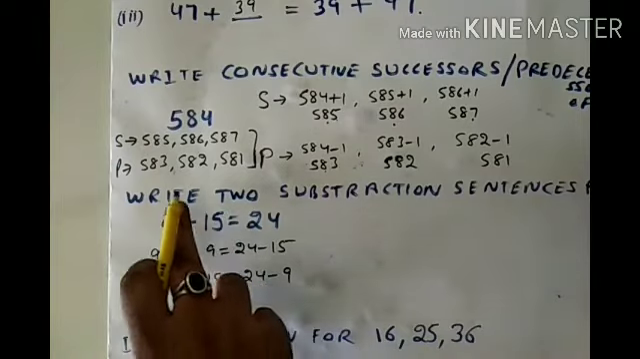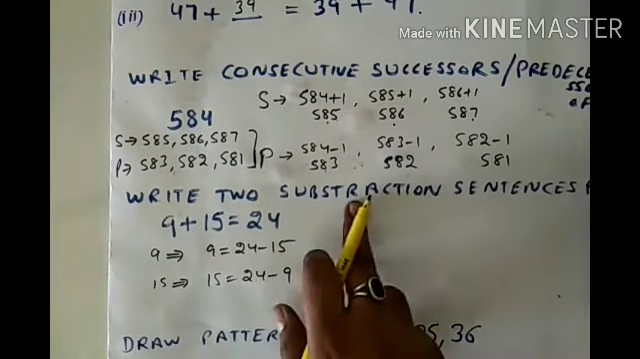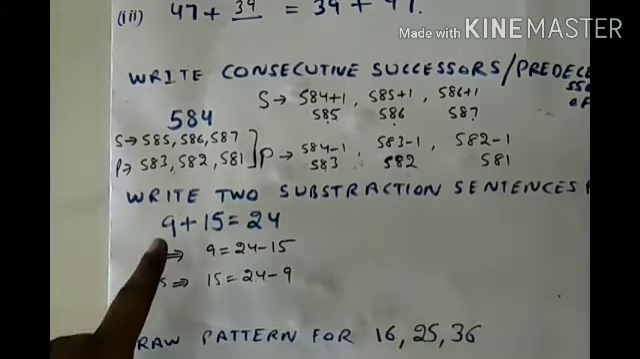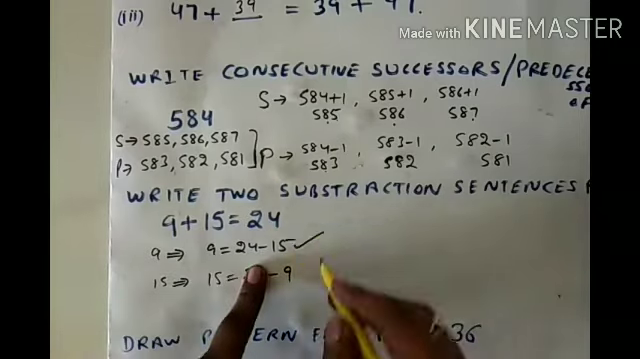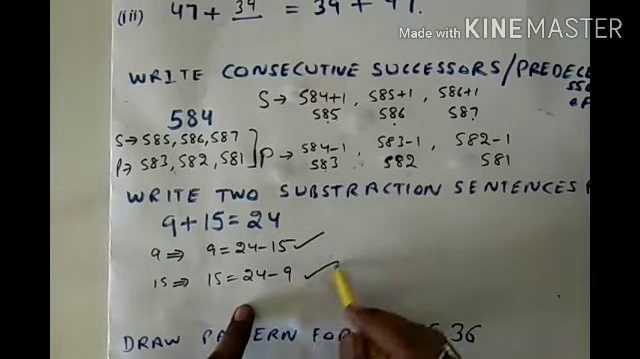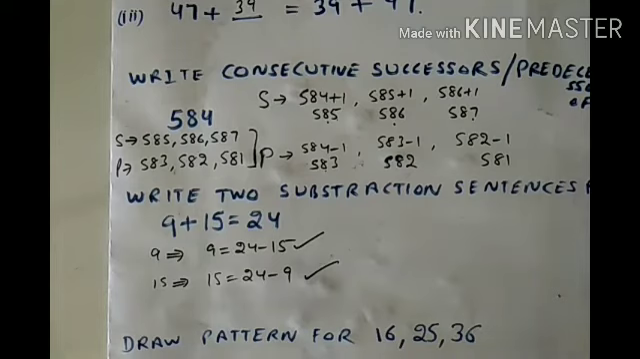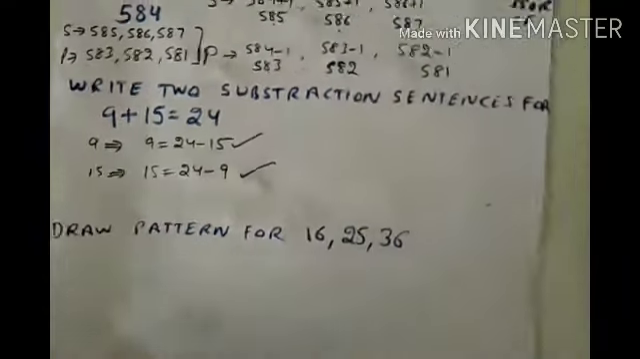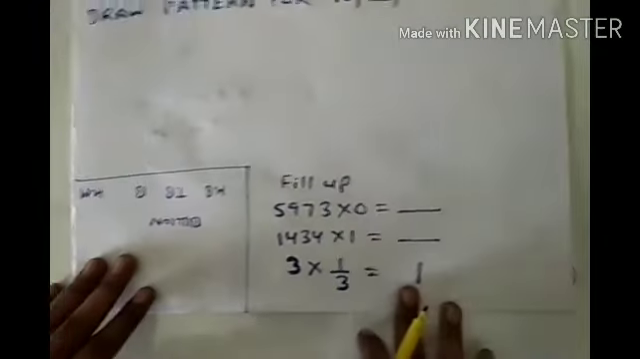Completes the solution where it is given: write two subtraction sentences for this. I have written the first sentence, that is in the subtraction, and this is the second sentence, that is in the subtraction for the given corresponding addition. Now we have to fill this up.